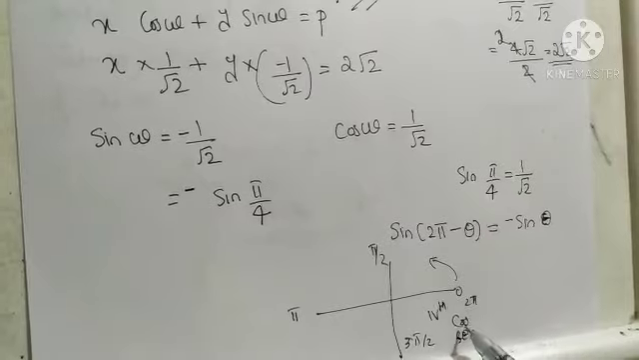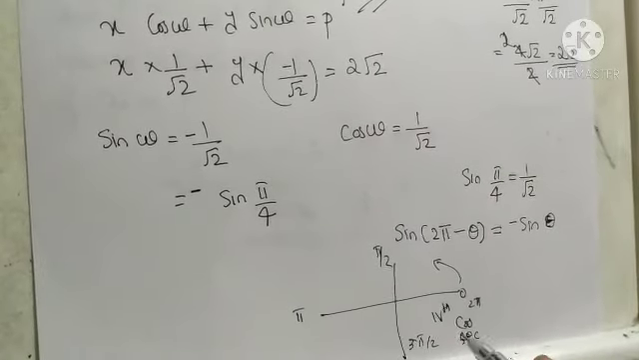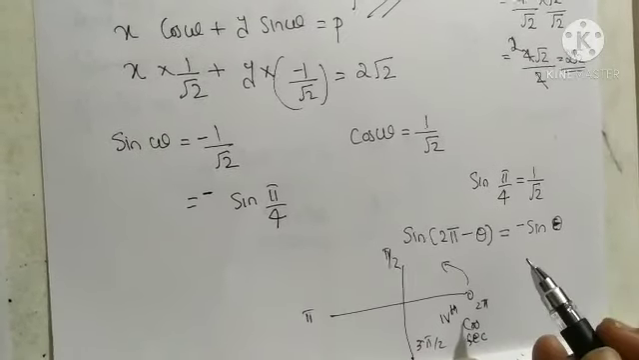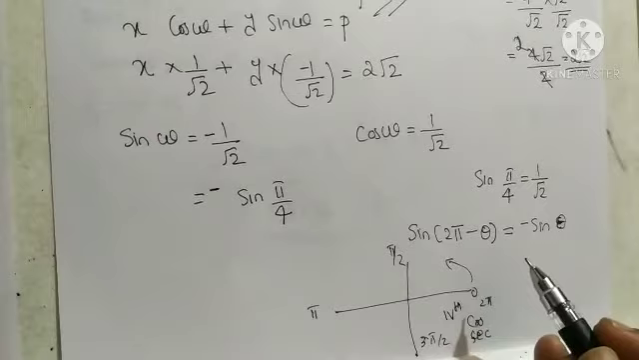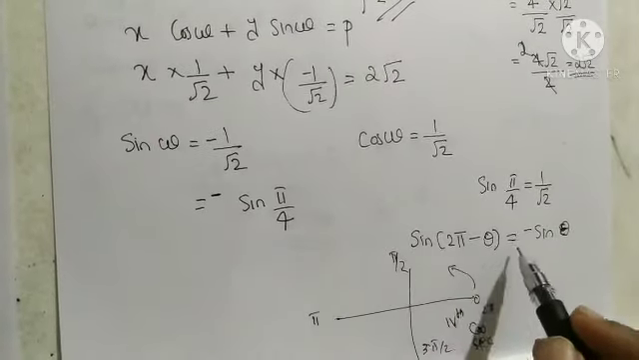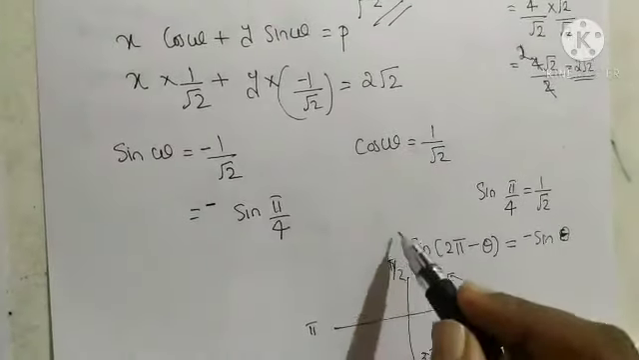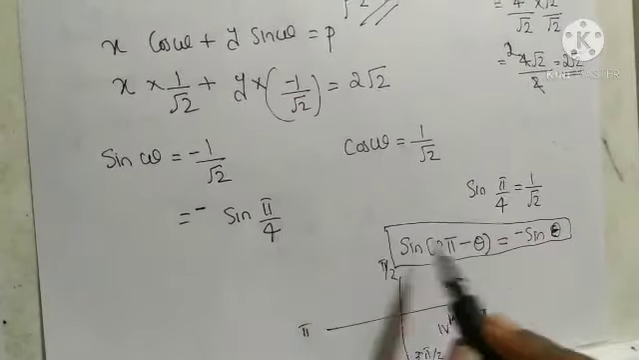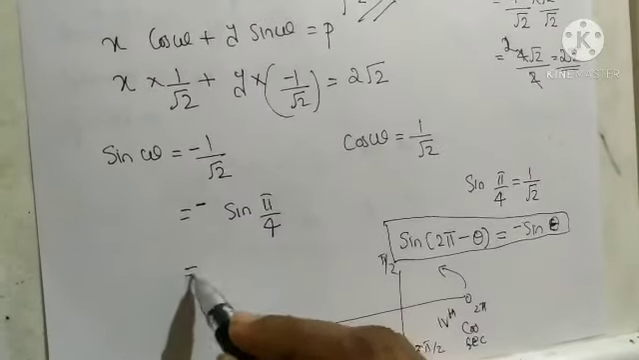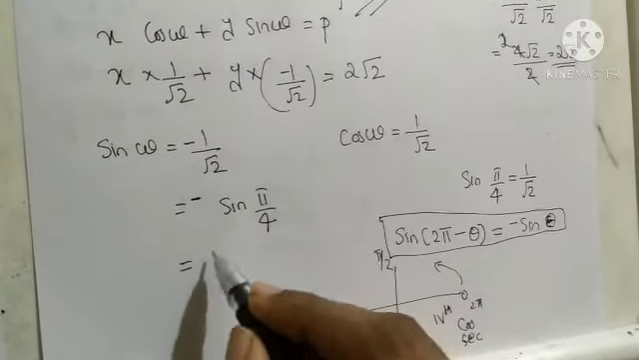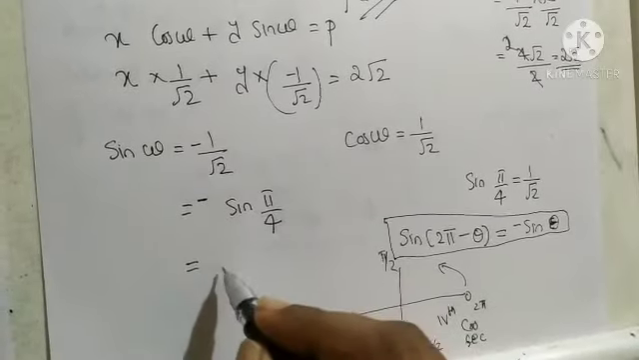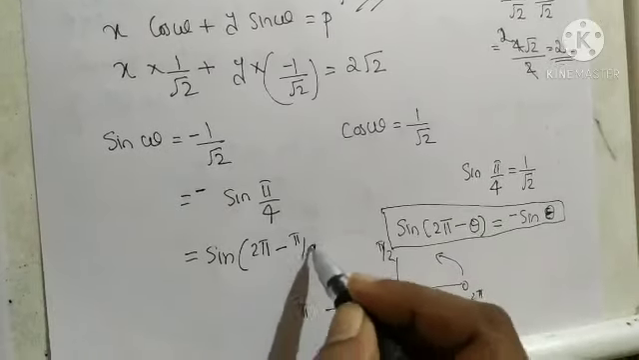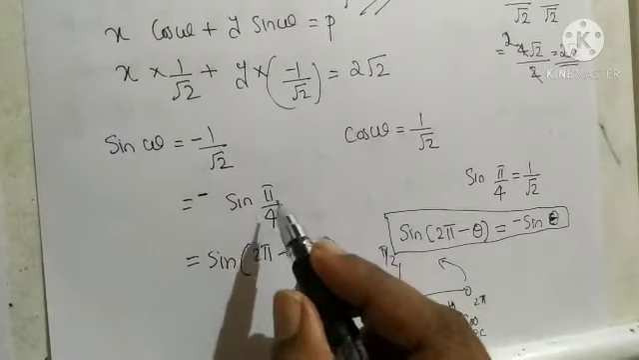So 2 pi minus theta, the angle lies in the fourth quadrant, only cos and sec are positive. The other trigonometric functions are negative. That means sine 2 pi minus theta is equal to minus sine theta. So here, using this result, I am going to change this minus sine pi by 4 to sine 2 pi minus pi by 4. Here theta is equivalent to pi by 4, right?